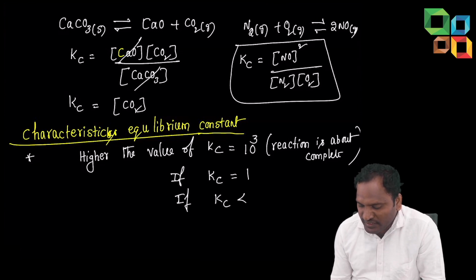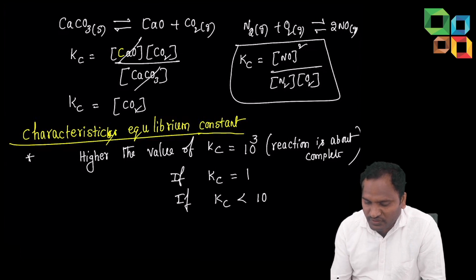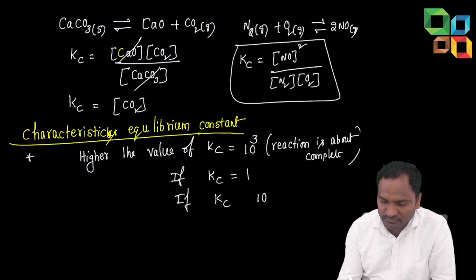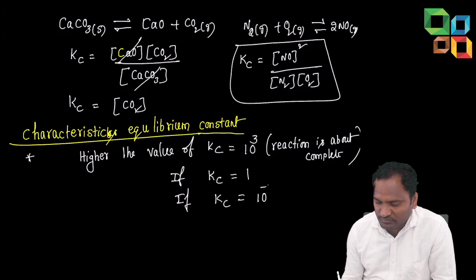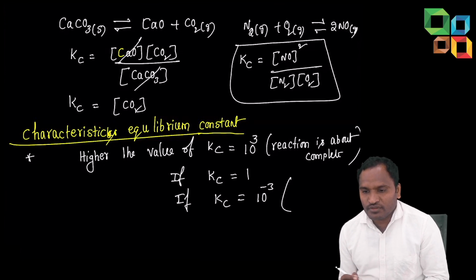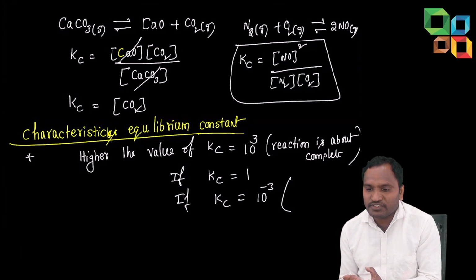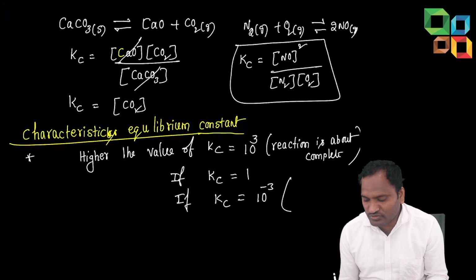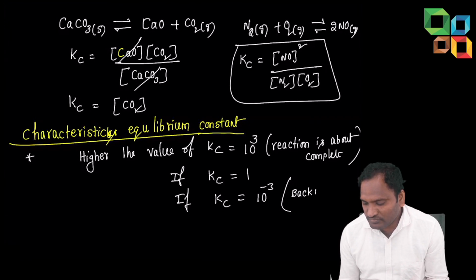If Kc is equal to 10 power minus 3, this time the backward reaction is dominating. Yes or no, students? Your product concentration is lesser than the reactant concentration. So the backward reaction is predominating.